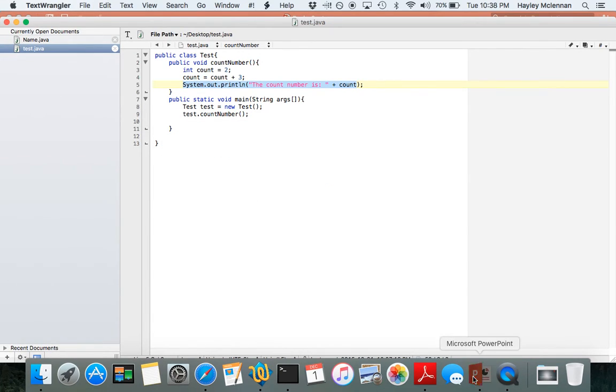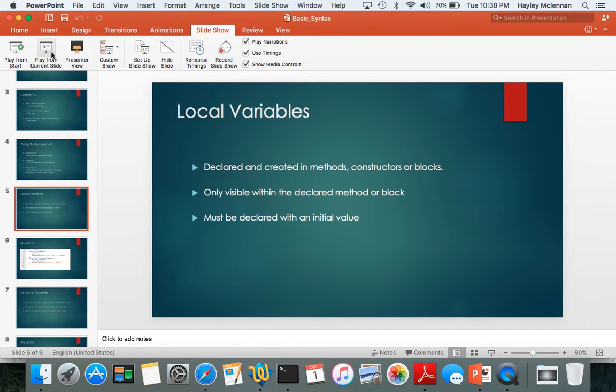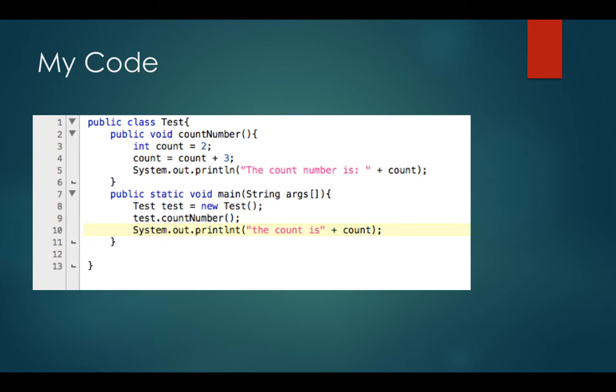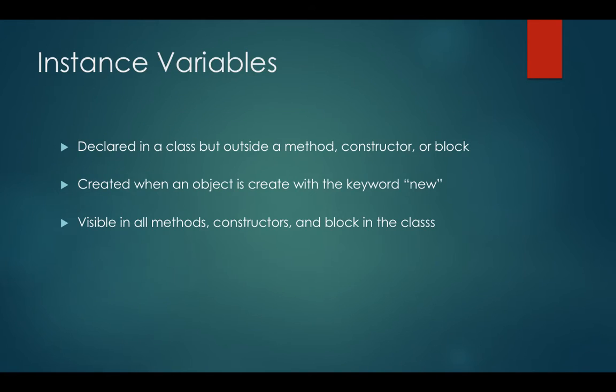Okay, so let's go back to the slideshows here. Again, here's just a copy of my code, just in case you want to look back at it or you have any questions. Please refer back to the slide. The other type of variable is an instance variable. These variables are declared in a class but outside a method or constructor, so they're not included in them. They are created when an object is created with the keyword new, and that makes them visible to all methods.